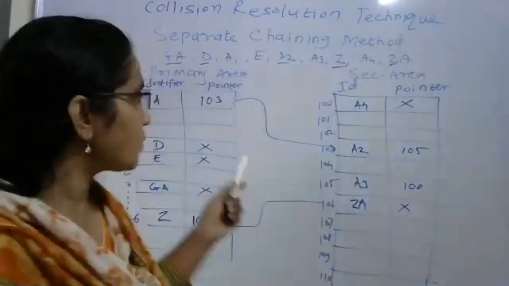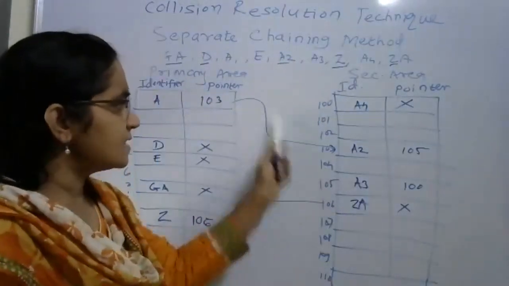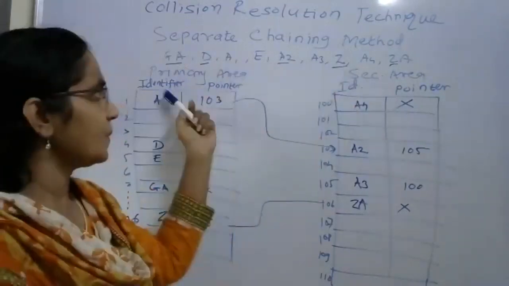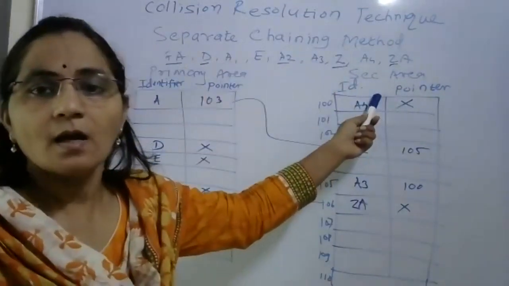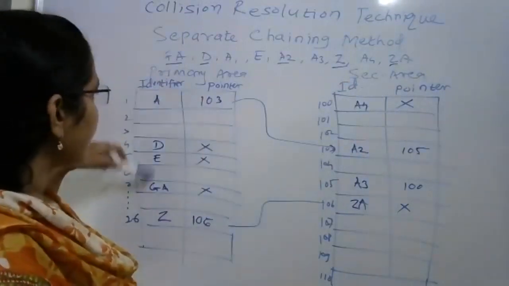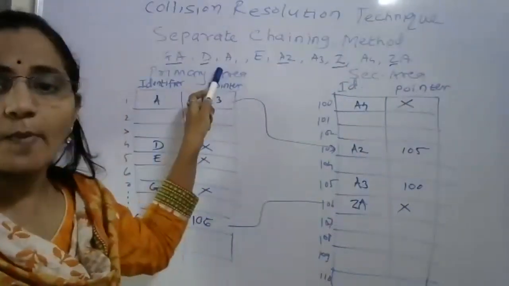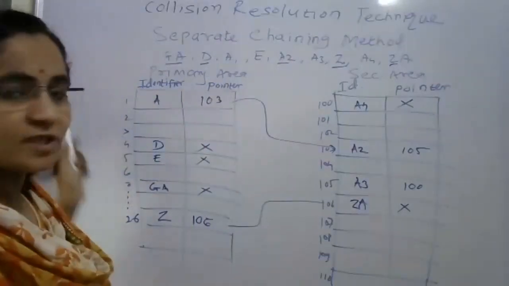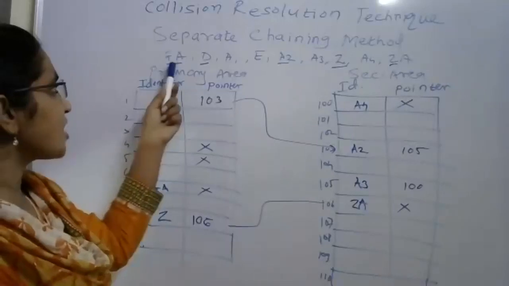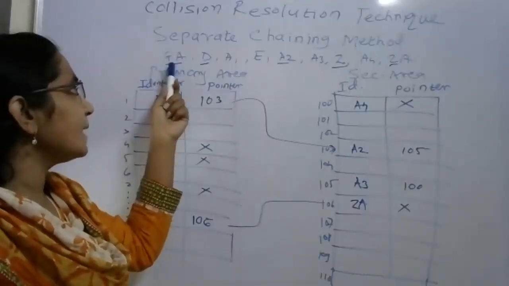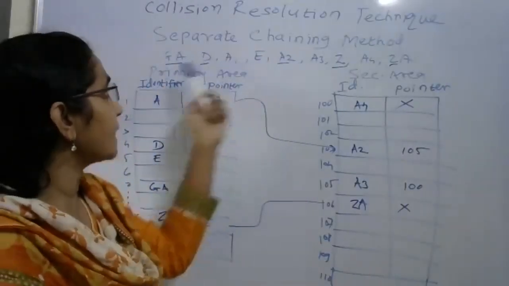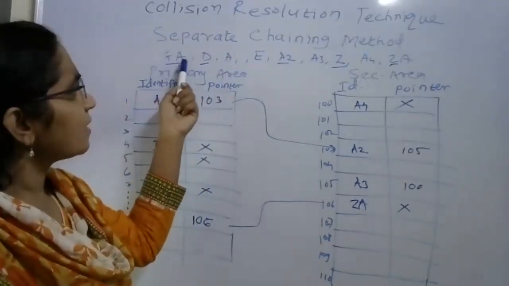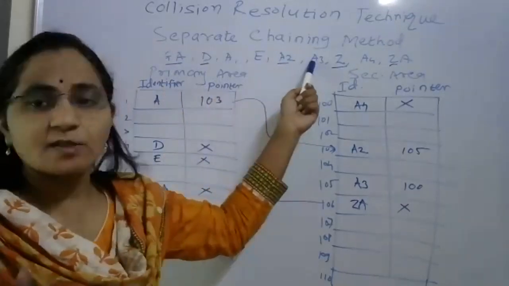And separate chaining means what? This is chaining, and this is separate chaining. It means that in this method, two separate areas are maintained: the primary area and the secondary area. In the primary area, first of all, you calculate the addresses of the identifiers, and you keep all the identifiers according to the address generated. Now you successively check for each and every identifier: is there any other identifier that starts with the same first letter? Suppose it is GA. Then you check whether there is any other identifier that starts with G.